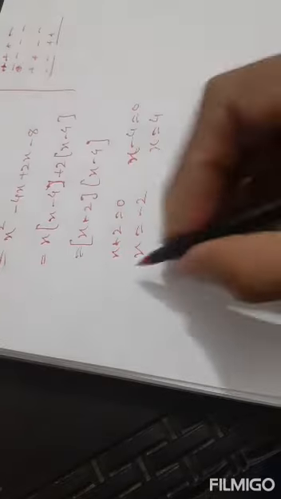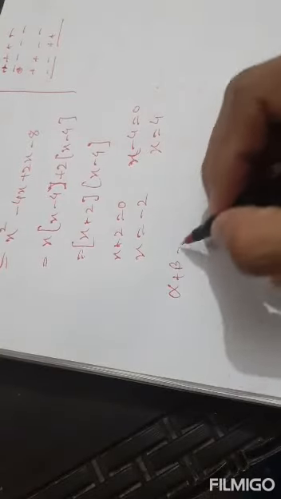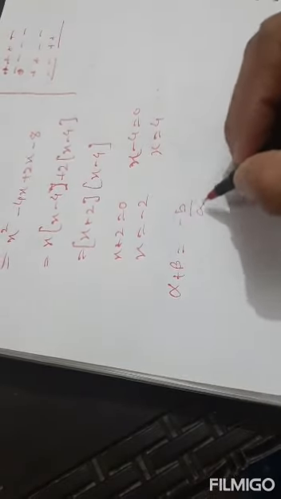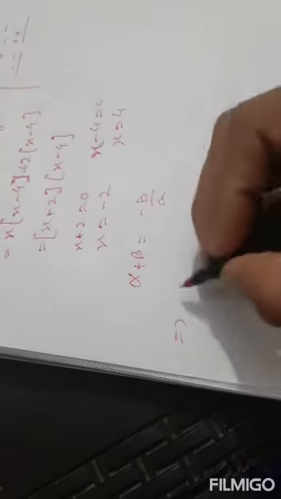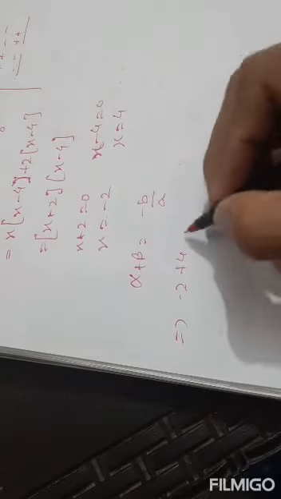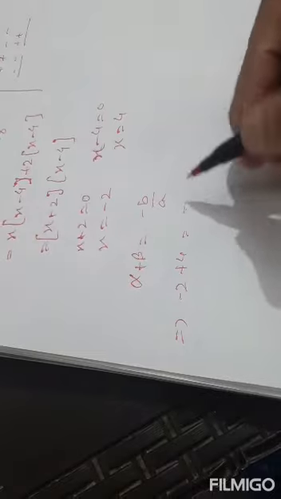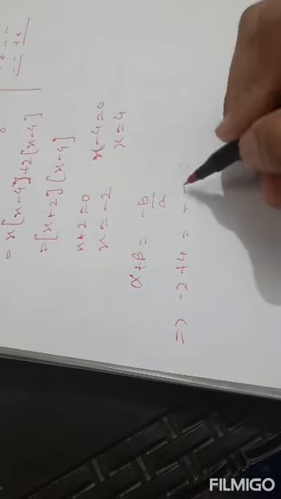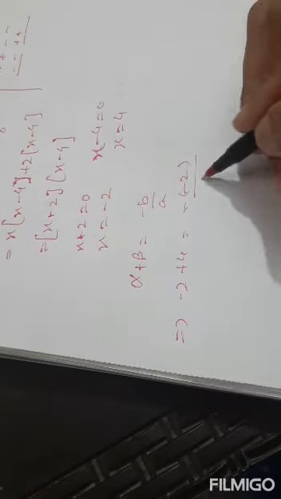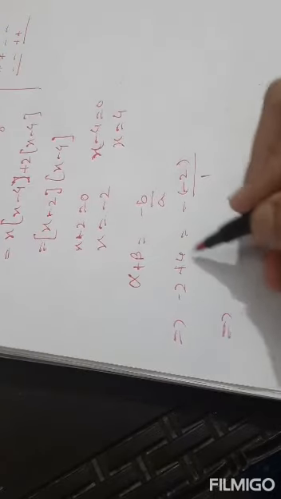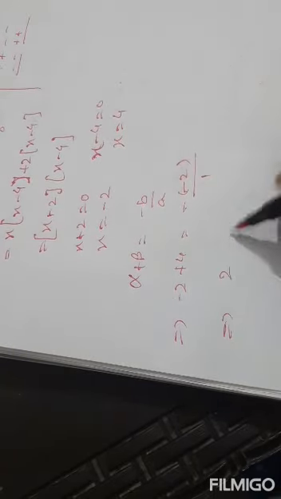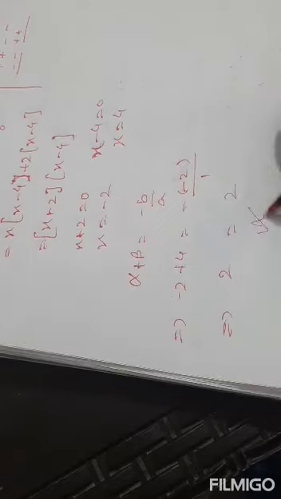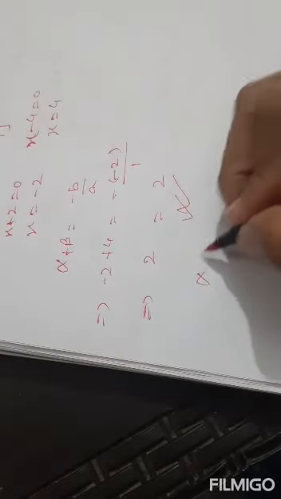Now we will verify. We know the sum of zeros equals minus b upon a. So minus 2 plus 4 equals, what is the negative term? Minus 2 upon 1. So minus 2 plus 4 equals plus 2 equals plus 2. Verified for the sum of zeros.